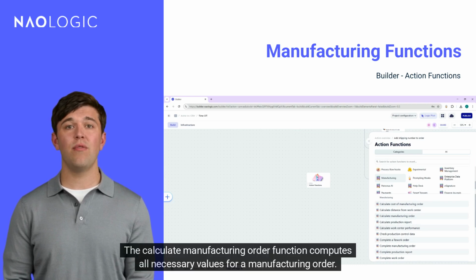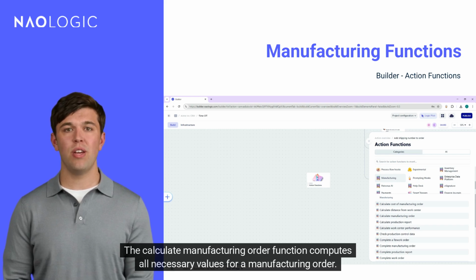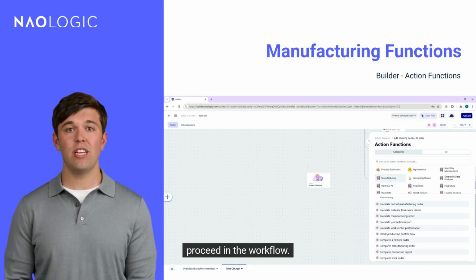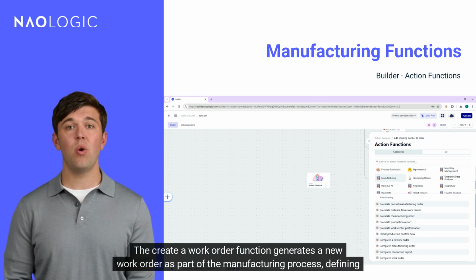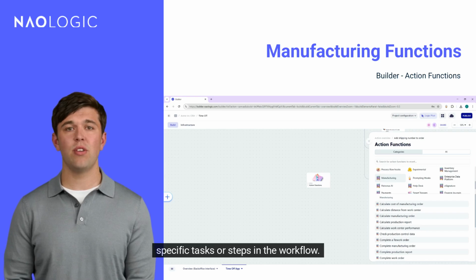The Calculate Manufacturing Order function computes all necessary values for a manufacturing order. The Confirm Manufacturing Order function validates and confirms a manufacturing order, allowing it to proceed in the workflow. The Create a Work Order function generates a new work order as part of the manufacturing process, defining specific tasks or steps in the workflow.